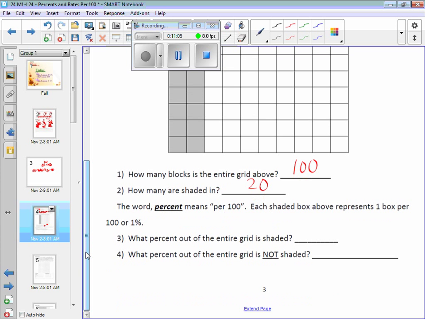Remember, percent means per 100. So each shaded box represents one box, or 1%. So we have 20 out of 100 shaded, and what percent is that? John? 20%. And once again, that's representing the price that you are being discounted. What percent of the entire grid is not shaded? Andrew?